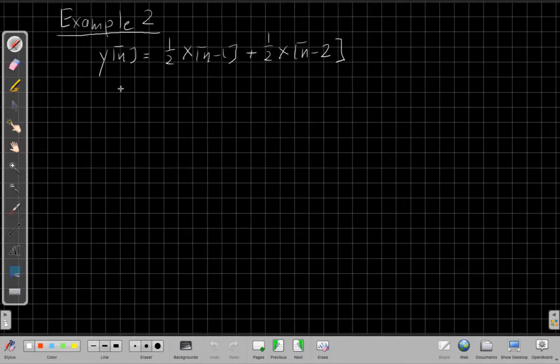So here's a different system. Again, y of n is equal to a half times x of n minus 1 plus 1/2 x of n minus 2. So again, I'm going to ask you to pause the video for a second and try to decide on your own, is this recursive or non-recursive difference equation? And what is the order of this difference equation? All right, so hopefully you've had a moment to think about that. And for this example, this turns out to be a non-recursive difference equation.